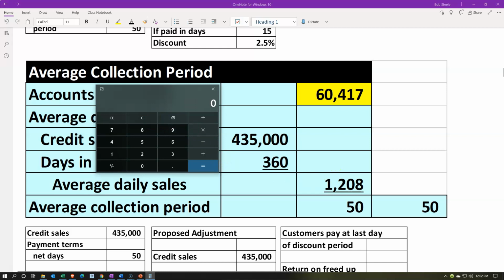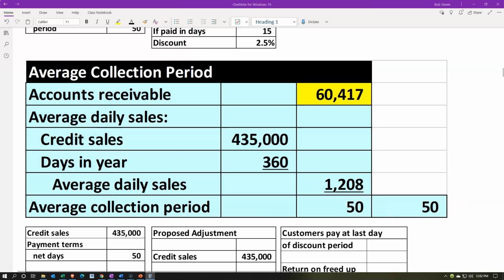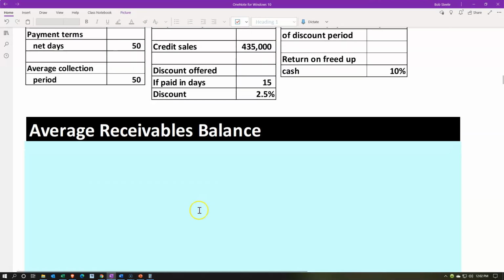It was actually 435,000 divided by 360. It's actually this number times the 50, and that would give us the 60,417 about. And then if I calculate it again, just to double check it, 60,417 divided by the 1,208 would give us 50. Now, if you were to ask somebody about the calculation, they would give you a calculation as if you need to memorize the formula for accounts receivable.